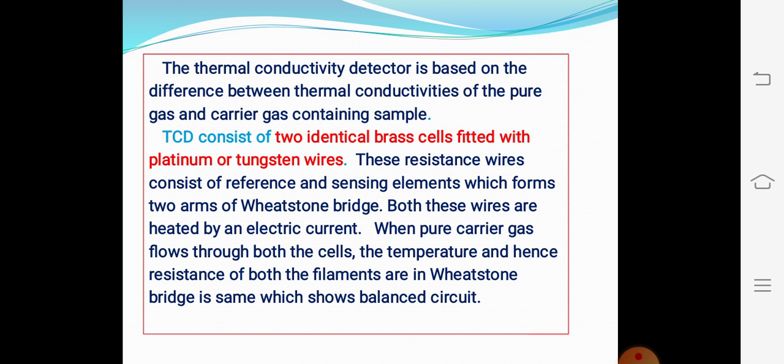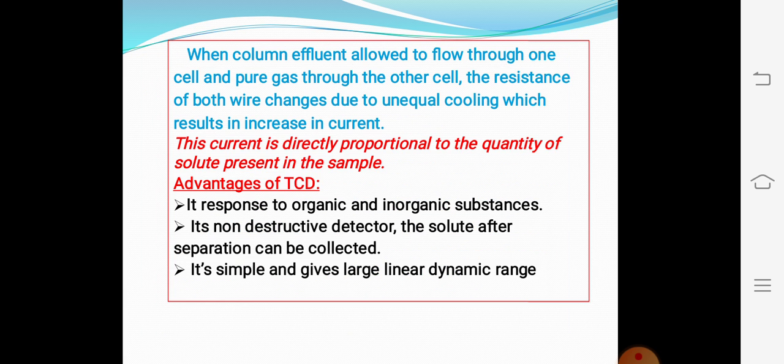Both these wires are heated by an electric current. When pure carrier gas flows through both the cells, the temperature and hence the resistance of both the filaments in the Wheatstone bridge is the same, so the circuit is balanced. When column effluent flows through one cell and pure gas through the other cell, the resistance of the wires changes due to unequal cooling, which results in a change in current. This current is directly proportional to the quantity of the solute present in the sample.